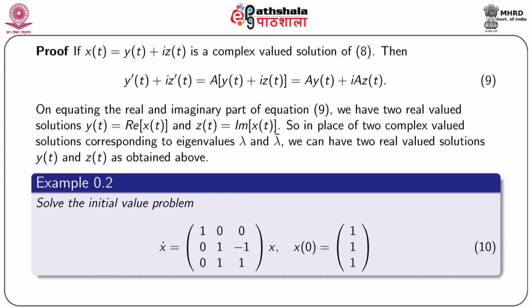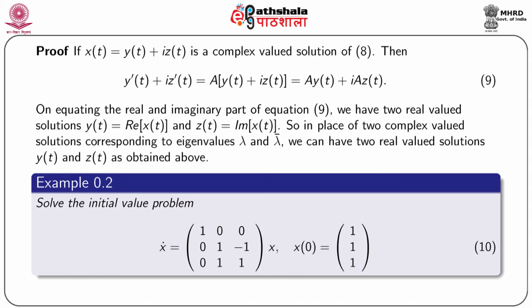Now, from this matrix we first find the characteristic equation, which by definition is determinant of A minus lambda I is equal to 0. That is, in this matrix A, which is [1 0 0; 0 1 -1; 0 1 1], we write A minus lambda times I, where I is the unit matrix [1 0 0; 0 1 0; 0 0 1], and lambda is the eigenvalue which we need to find out.